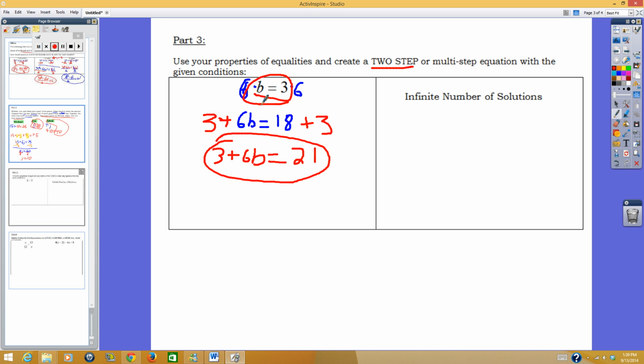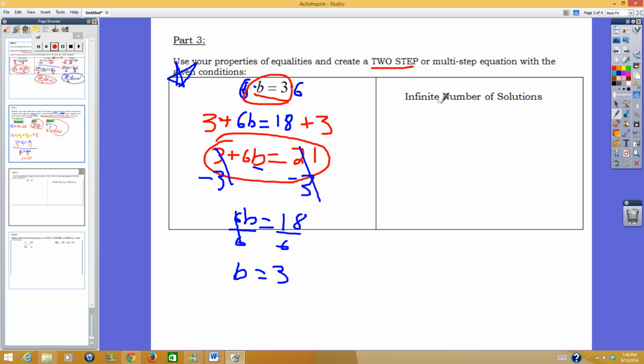And you could check if you built it right by solving this. You don't have to, but you could subtract. If you subtracted by 3 on both sides, right? You'd go back to 6b equals 18, divide both sides by 6, and b equals 3. So you don't have to do that, but if you're a little unsure on how to build these, you can go back after you build your equation and try solving it for your variable. Anyways, alright, moving on to the next one.